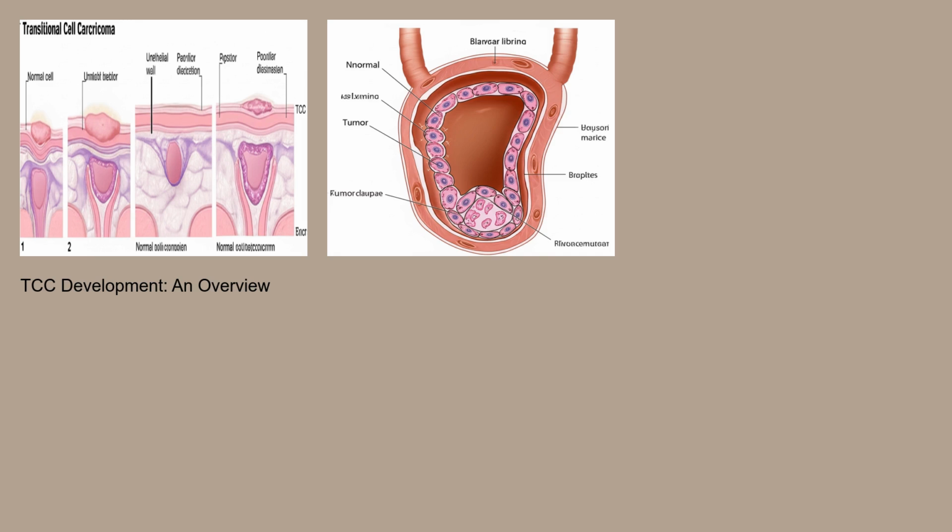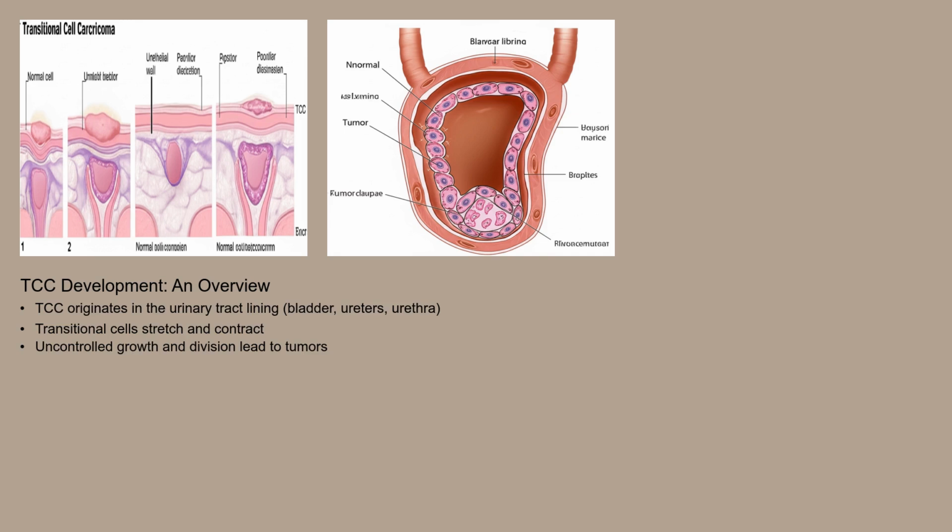Let's talk about how TCC develops. The urinary tract, including the bladder, ureters, and urethra, is lined with transitional cells. These cells have the unique ability to stretch and contract, accommodating changes in urine volume. When these cells undergo uncontrolled growth and division, they can form tumors. These tumors can be non-invasive, meaning they stay within the lining of the urinary tract, or invasive, meaning they spread into the deeper layers of the bladder wall, or even to other parts of the body.